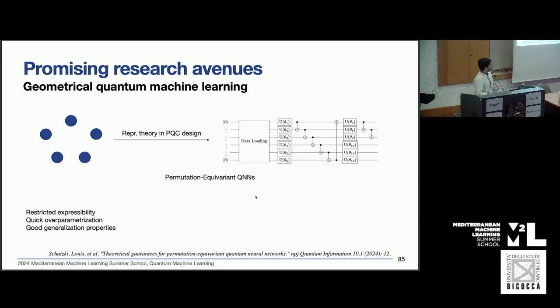And lastly, I just wanted to tell you that a good research avenue at the moment is geometrical quantum machine learning. The idea is to restrict the inductive bias of the model. You restrict the expressibility of your circuit and you plug in permutation equivariance, in the same way we are doing now with graph neural networks. The idea is that this circuit should reach overparameterization quicker and should suffer from fewer barren plateaus. I put here a reference that you should check if you're interested in this topic.